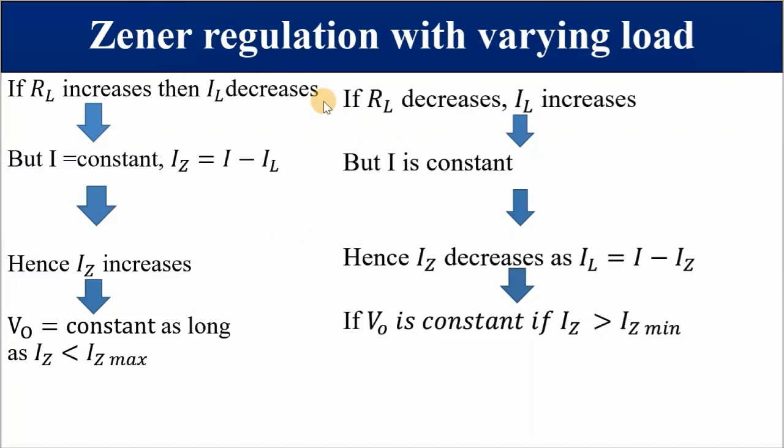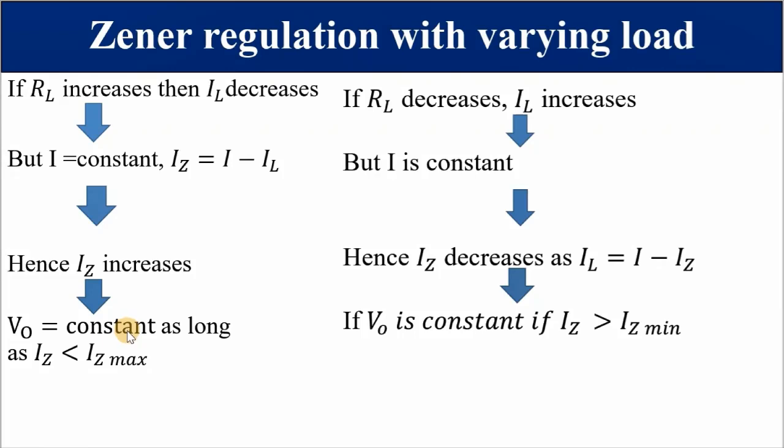A summary of voltage regulation under varying load. We'll start with an increase in RL, then we'll go to a decrease in RL, and we are going to see how the Zener diode is going to maintain the output voltage constant. If RL increases, it means that this is going to decrease. If this decreases, because I is constant, it means that IZ is going to increase. Hence IZ increases. So we are saying this is going to keep on increasing and must not exceed this, or else the output voltage is not going to be maintained constant.